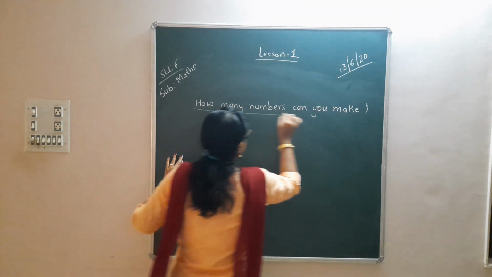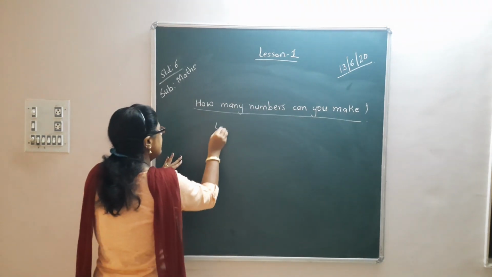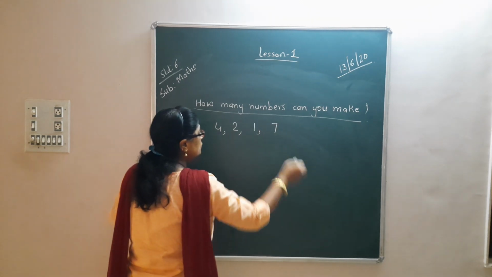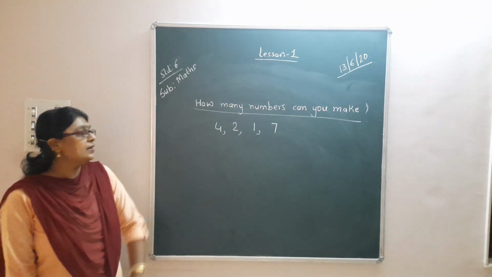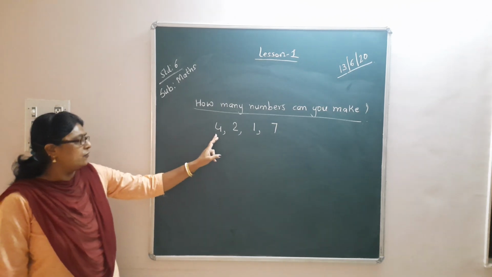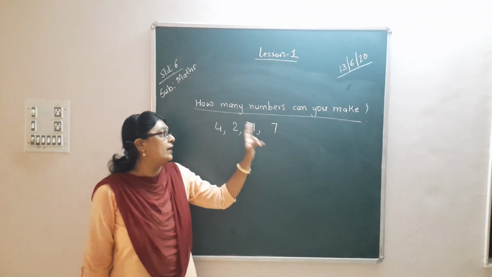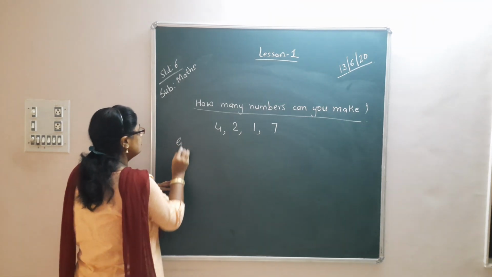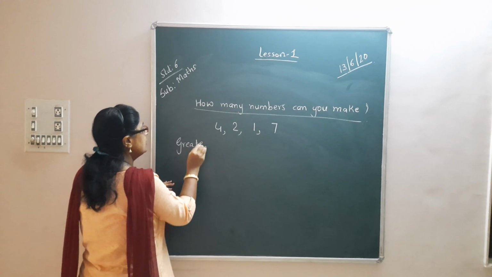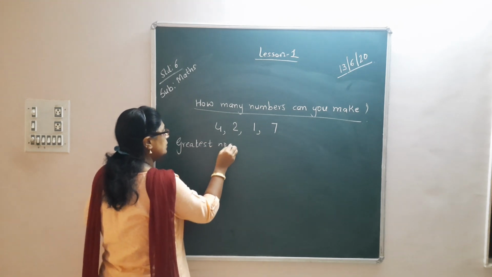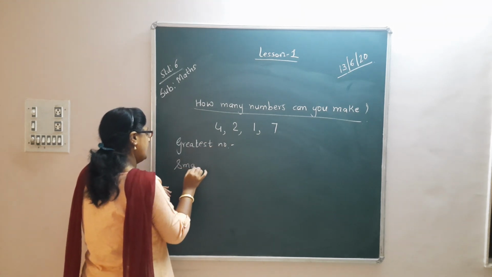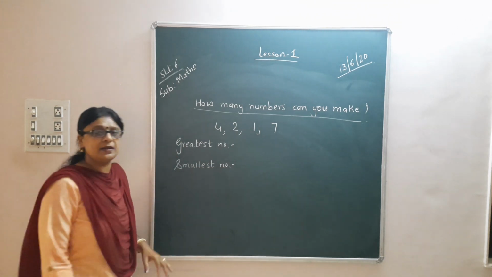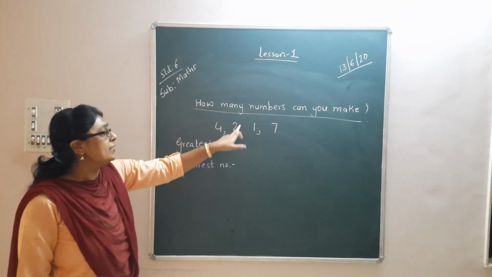Now what is the meaning of how many numbers can you make? When any number of digits are given to you, okay, how many digits are given to you? 4. 4, 2, 1 and 7. So how many numbers can you make? So to find out or to make the greatest number and to make the smallest number. Okay.